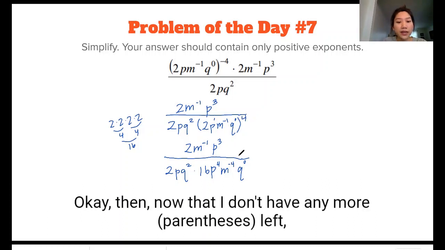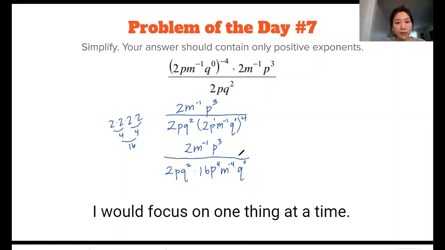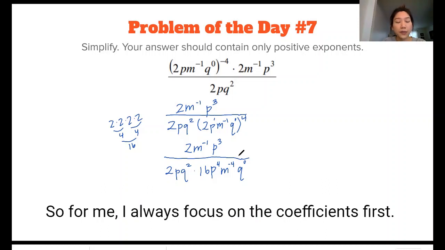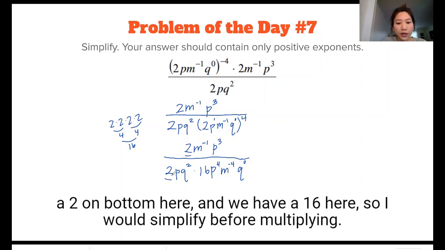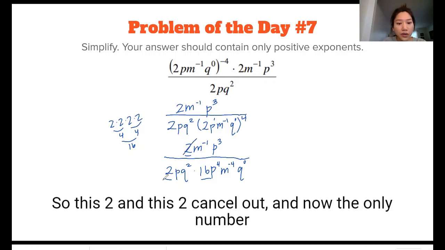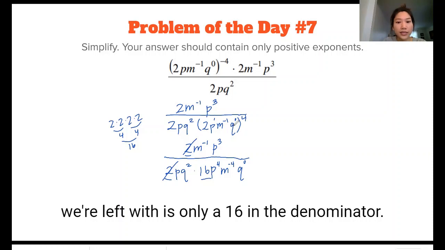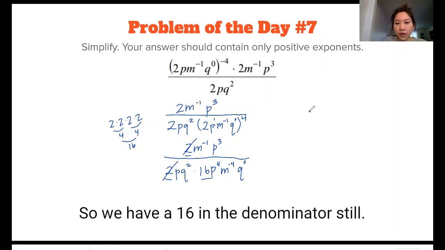Okay, then now that I don't have any more exponents left, I would focus on one thing at a time. So for me, I always focus on the coefficients first, right? So we have a 2 on top here, a 2 on bottom here, and we have a 16 here. So I would simplify before multiplying. So this 2 and this 2 cancel out. And now the only number we're left with is only a 16 in the denominator. So we have a 16 in the denominator still.